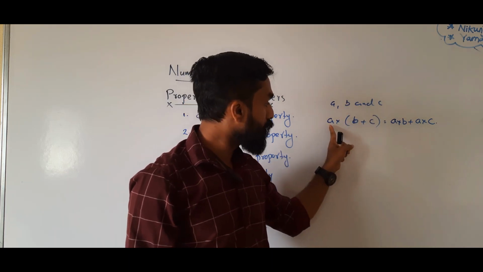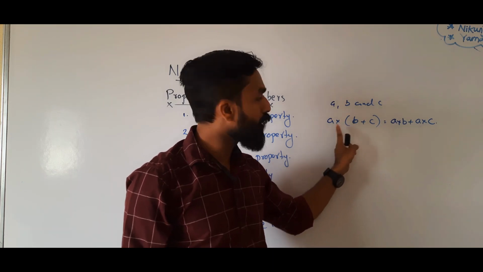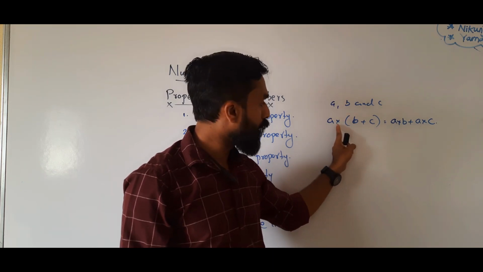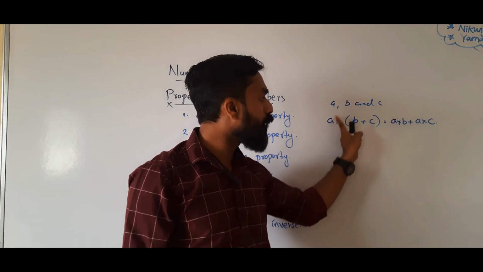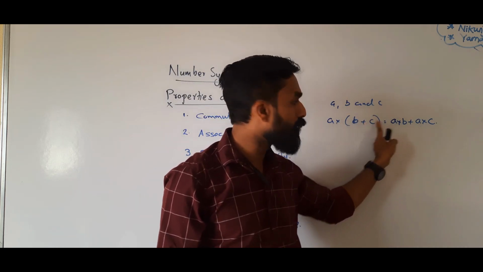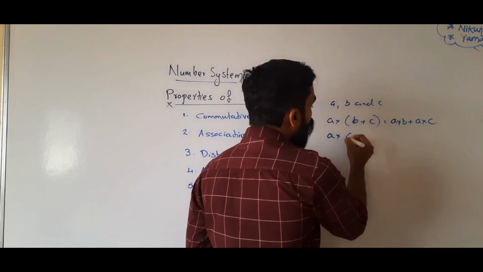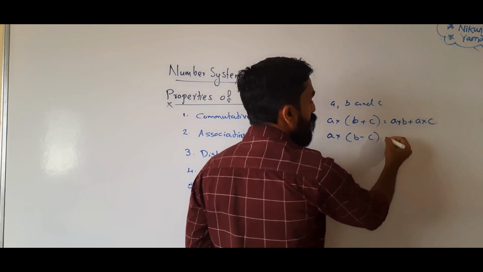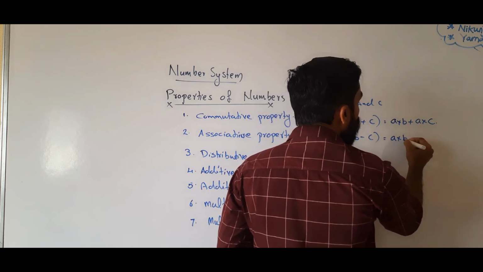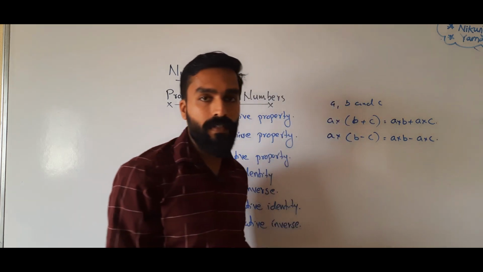So expand, that means A we are distributing, otherwise this multiplication we are distributing in the bracket. So A into B we are distributing, and similarly we are distributing here also. So A into B plus, addition, A into C. Similarly, multiplication over subtraction also, B minus C. The equation is A into B minus A into C. This way we can find out the value.